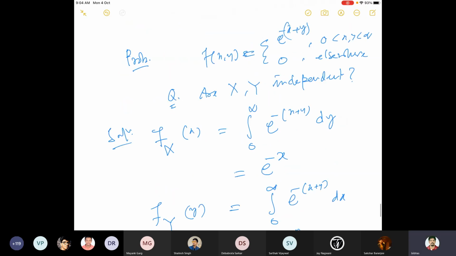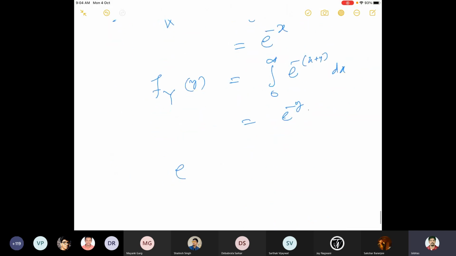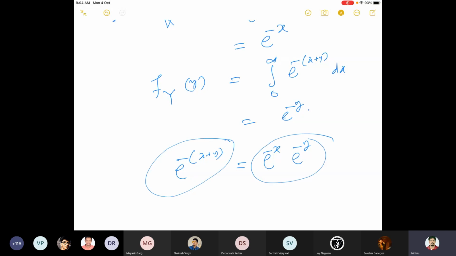You see, in fact, this function can be written as a product of two functions, which you did not see when the problem was given to us. This is an observation, because e to the power minus (x plus y) is nothing but e to the power minus x times e to the power minus y. So the question is, when the PDF can be factored as a product of two functions, one a function of x and another a function of y, then the joint PDF is always independent. This is a criterion to check.